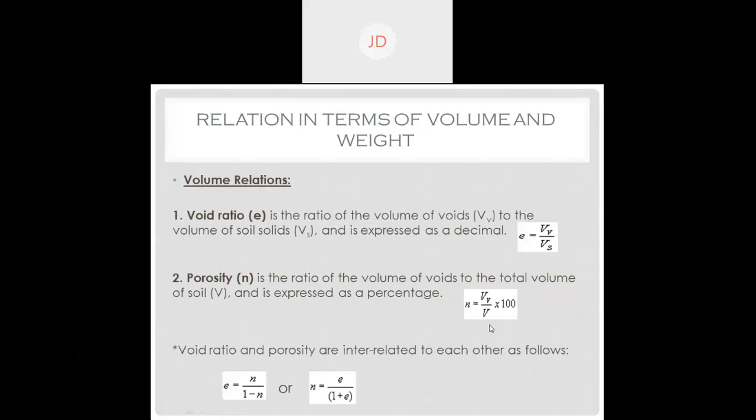So let's go back to the diagram and see how it can be found out. Porosity is dV by total V. Now you can see the difference between void ratio and porosity: dV by Vs, dV by capital V. In void ratio, volume of void is divided by volume of solid, but in porosity, volume of void is divided by total volume.